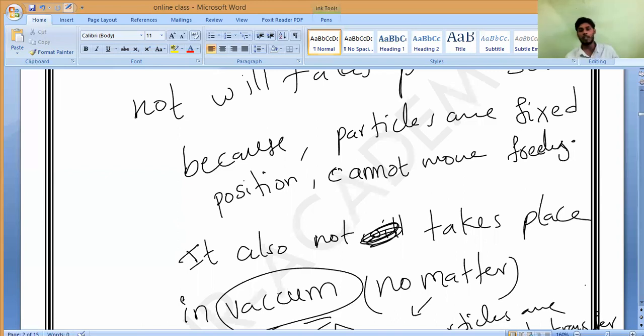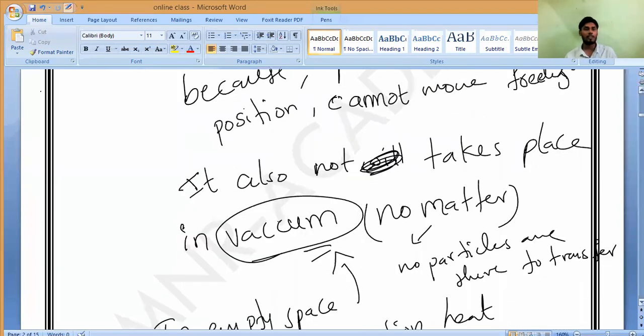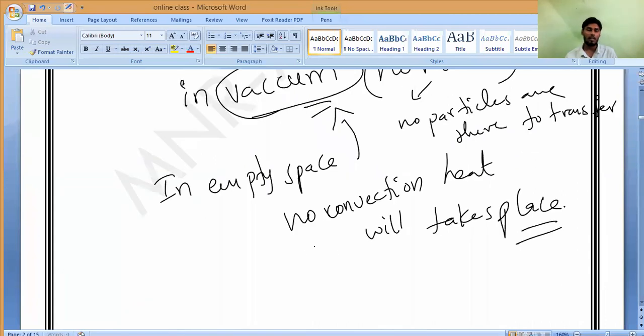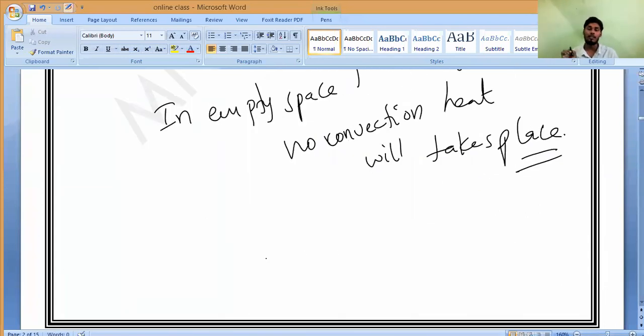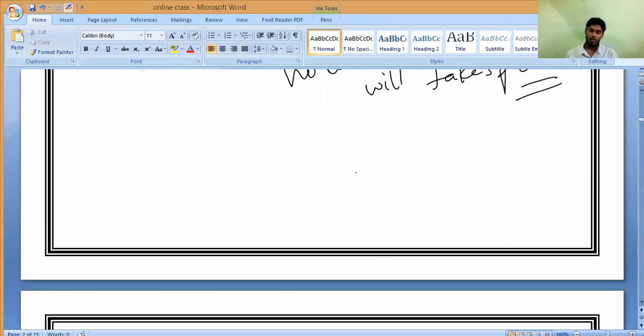Now, from this we can say convection means where it will take place? Liquids and gas. Not conduction. Conduction only in solids. Convection, liquids and gases.